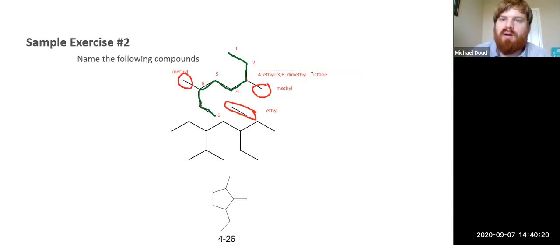And when we put it all together, here, let me use my selector here real quick, because remember, you're going to smash these together. So here's the final name of the compound, 4-ethyl-3,6-dimethyloctane, and it's all smashed together just like that.